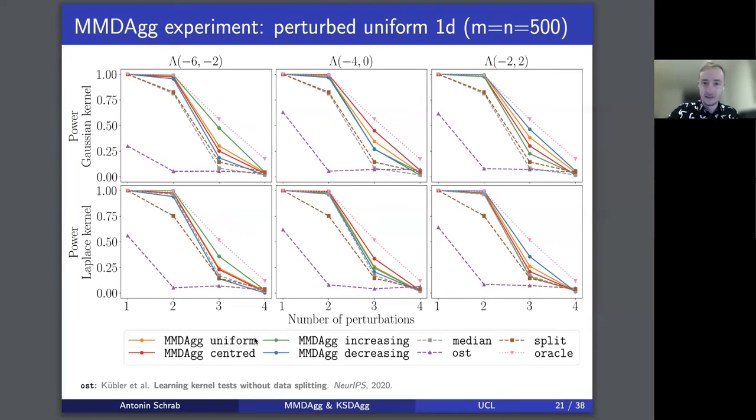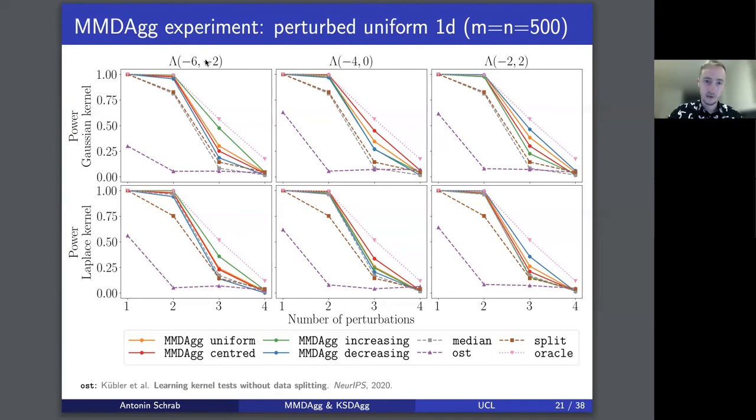And we can see that in some cases, it is even quite close to the oracle test, even though for 3 and 4 perturbations, the oracle is still higher. And essentially, we don't observe that much difference between the Laplace and the Gaussian kernel. The Gaussian performs slightly better, but as we'll see in other experiments, the Laplace sometimes performs better.